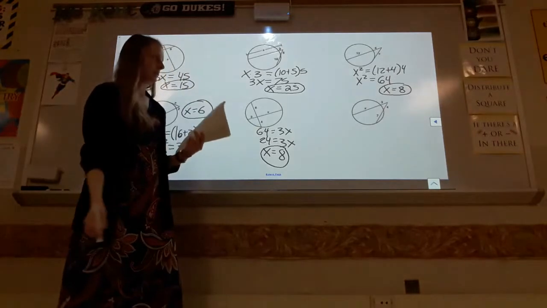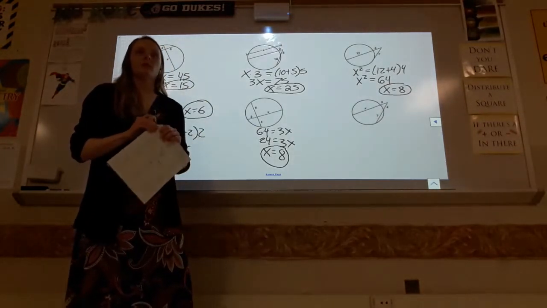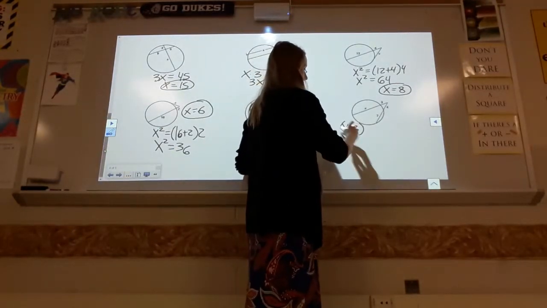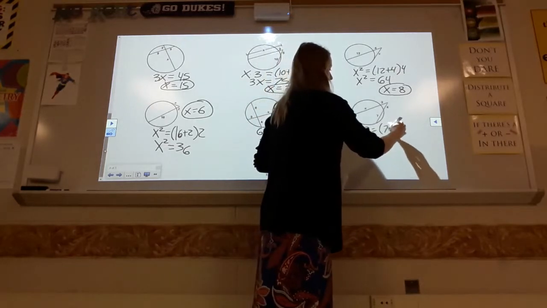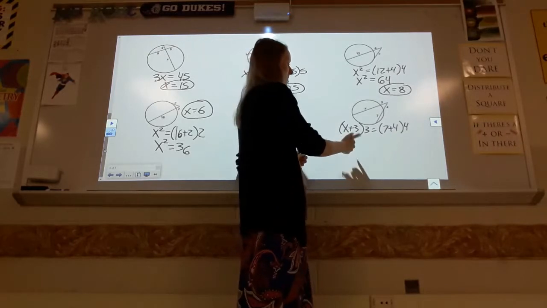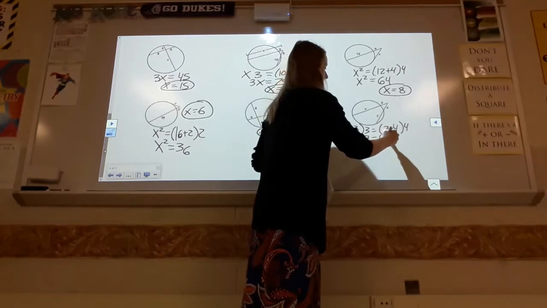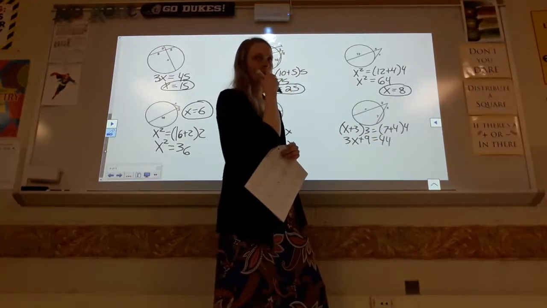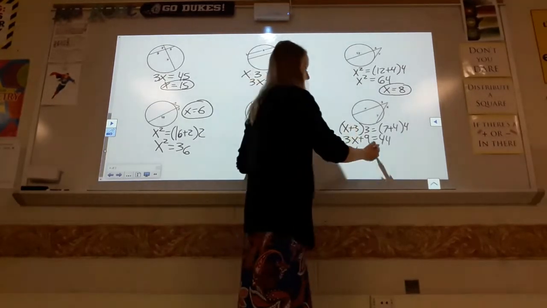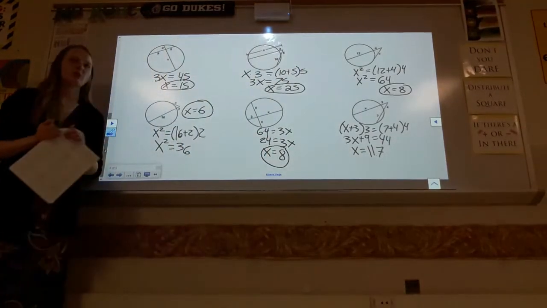8. And then who has the last one for us? Keisha? X plus 3 times 2 equals 4 plus 2 times 4. Okay. What does the left-hand side of the equation look like? A little bit neater. 3x plus 9, equals 44. And then what? X equals 11.6, or 11.7 if you round. Subtract the 9 and divide by 3.